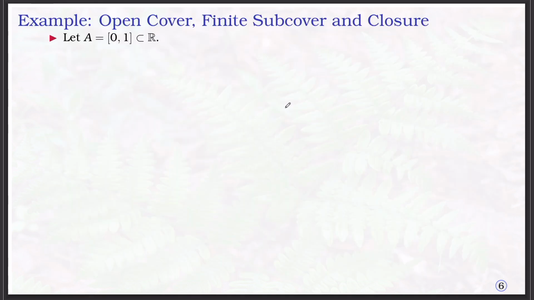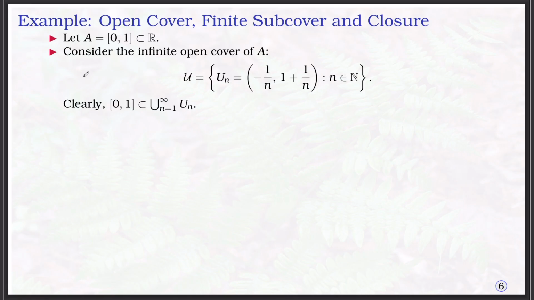Now, let me explain with an example. Let us take A equal to the closed interval 0 comma 1. We need to find an open cover for this interval, then find a finite subcover for that open cover and take the closure of that subcover. Then we can calculate the number of closed balls required to cover A. Now, for the closed interval 0 comma 1, consider the infinite open cover like this one: minus 1 by n comma 1 plus 1 by n. This is an open cover for the closed interval 0 comma 1.